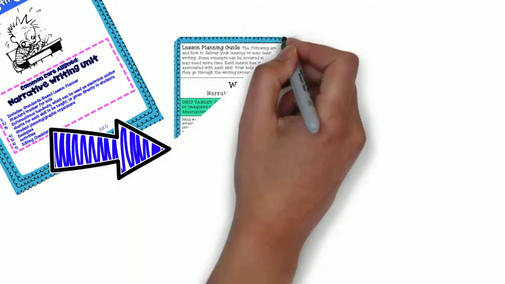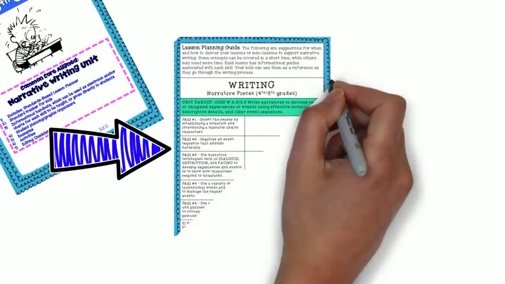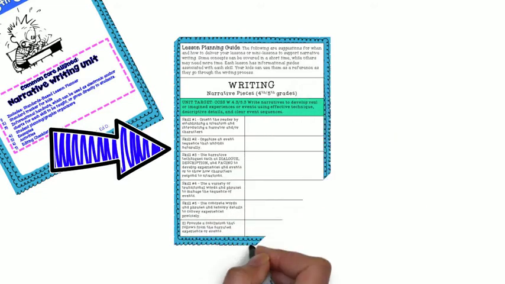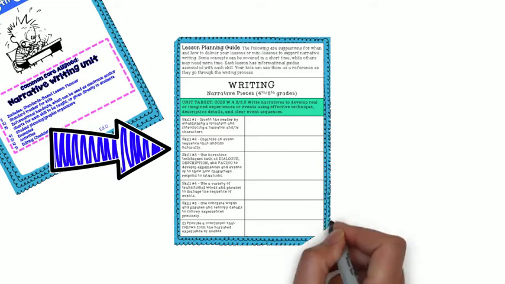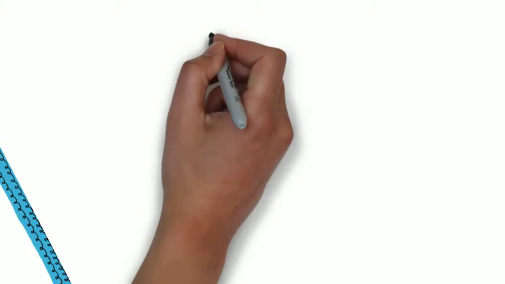So with that said, looking at the standards is imperative, and this right here is just your Common Core writing standards for narrative writing for fourth and fifth grade, and just a little space for you to brainstorm how you want to teach those different lessons.